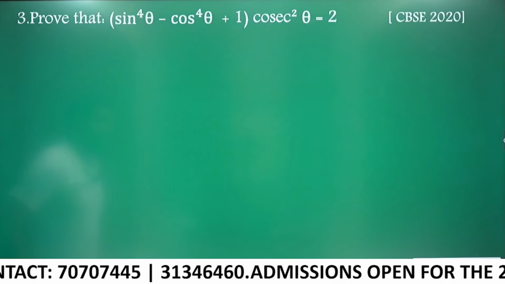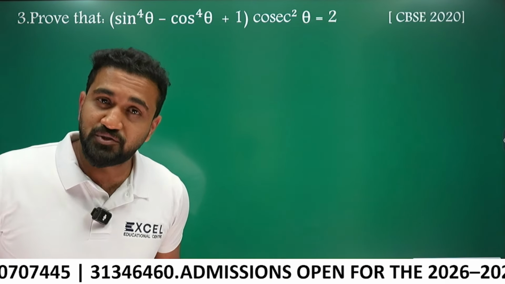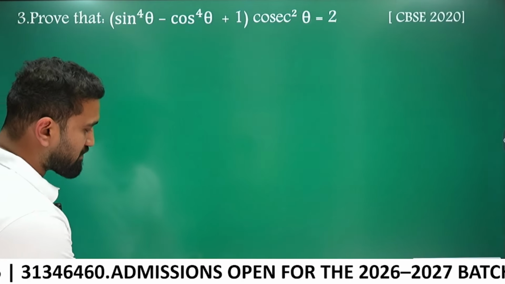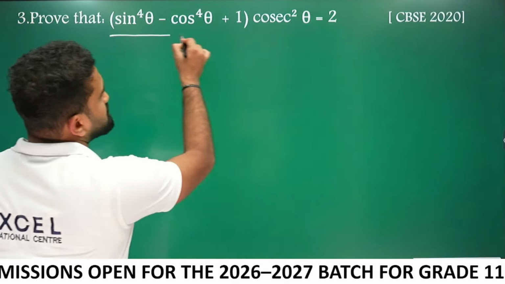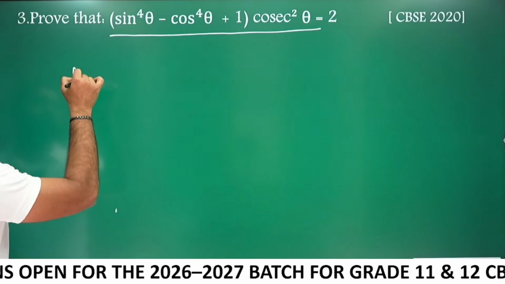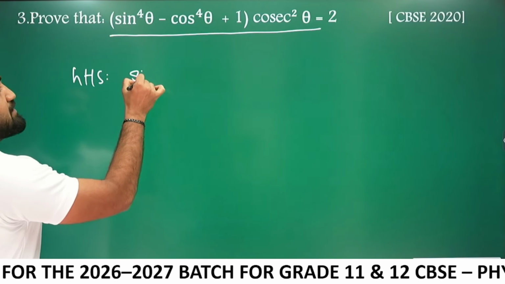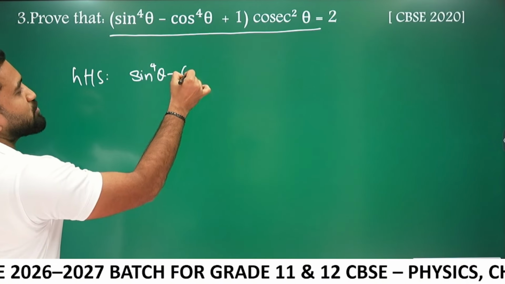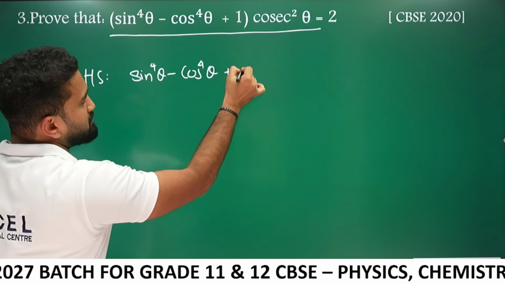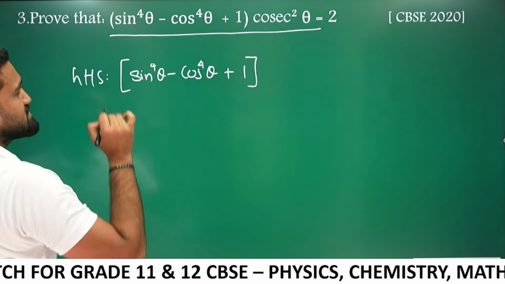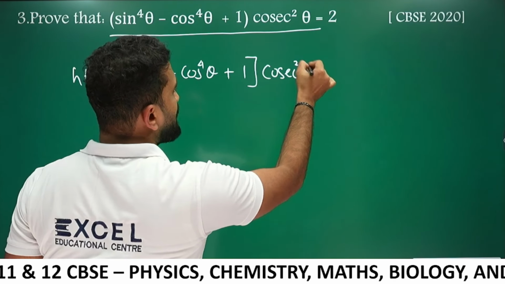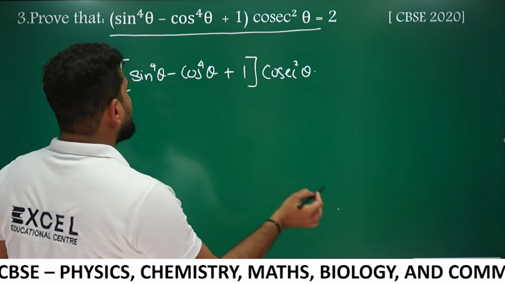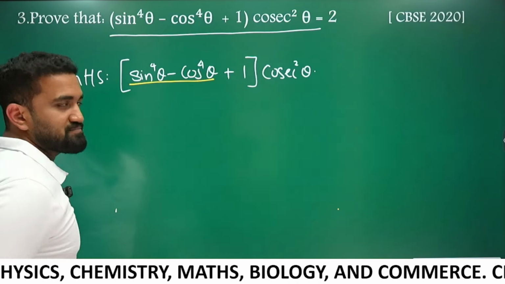Question number 3, something that was asked in the CBSE 2020 board examination. The LHS part: sine raised to 4 theta minus cos raised to 4 theta plus 1 into something. Who is that something, guys? This is cosec square theta. Now the question is, what is the value of this person?